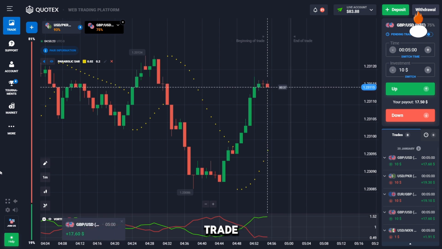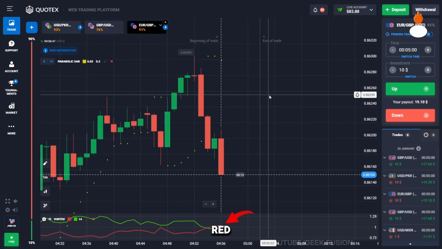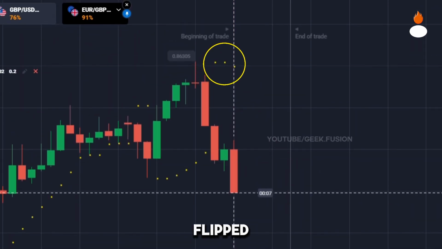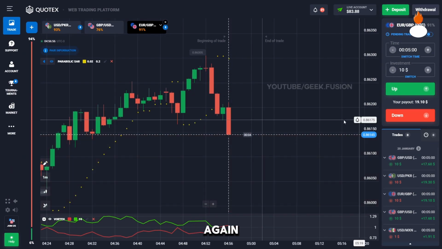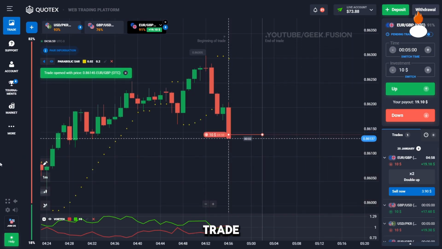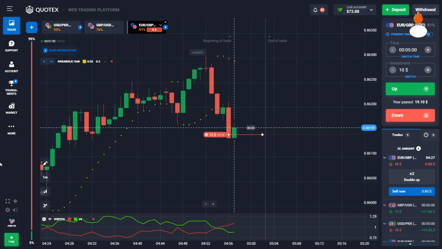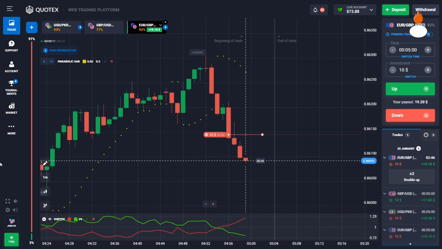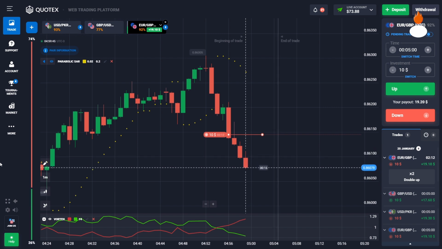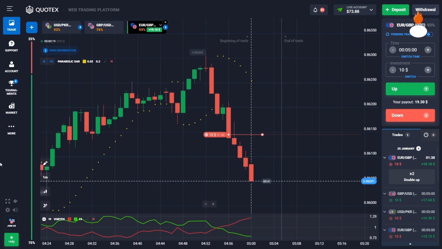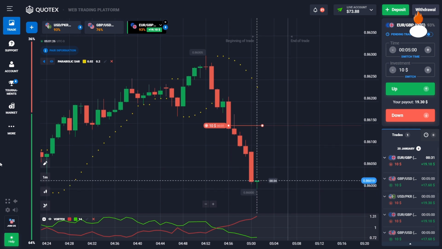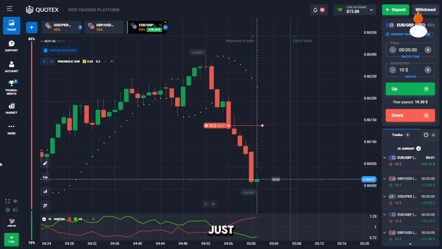Now let's do one more trade, this time for a sell position. Here, the vortex red line crossed above the green line, which means the market is going down. Then, the parabolic SAR flipped above, confirming a reversal to the downside. Again, wait for 3 SAR dots before entering the trade. And just like that, another win.